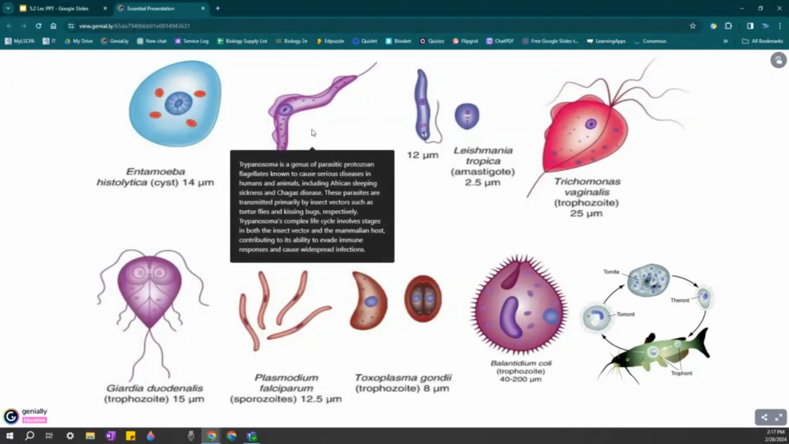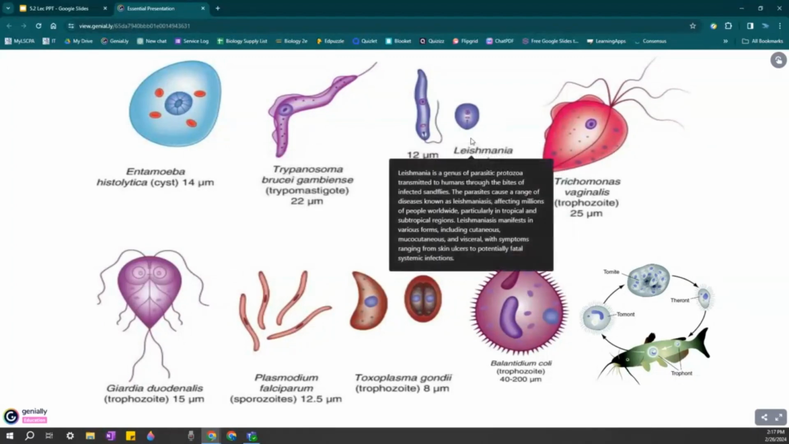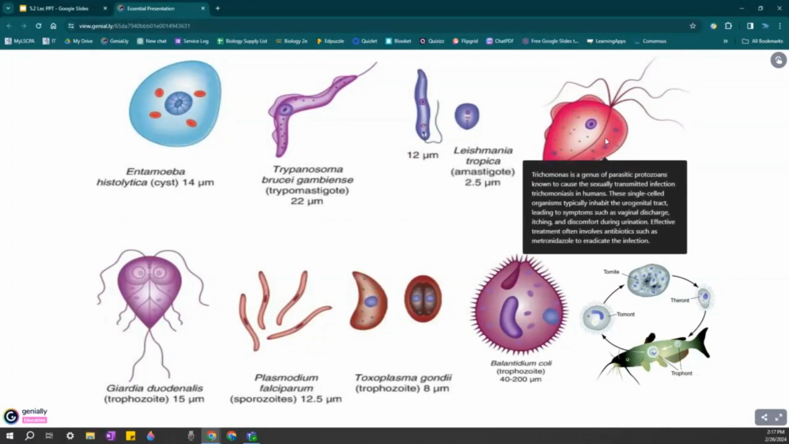Here we have the trypanosomes. Trypanosomes cause Chagas or African sleeping sickness. Leishmania tropica is going to cause leishmaniasis, which can cause lesions on the skin. Trichomonas is going to cause a vaginal infection, but it's actually very responsive to antibiotics. So even though this is a protozoan parasite, it does respond well to antibiotics.